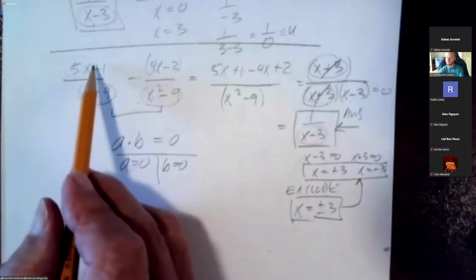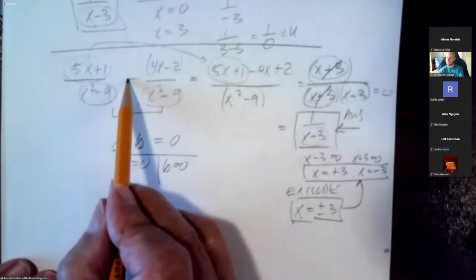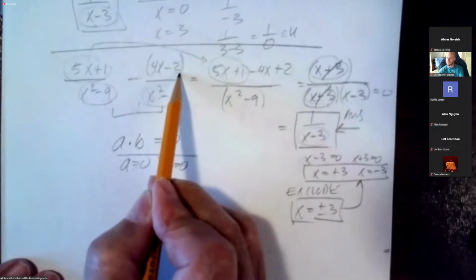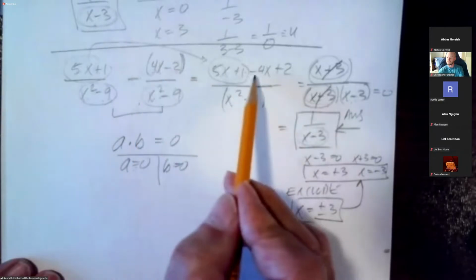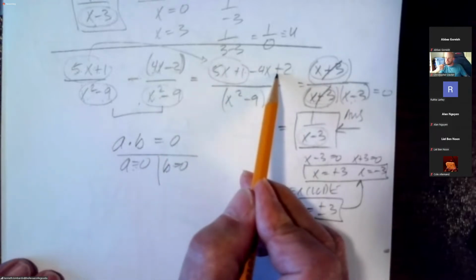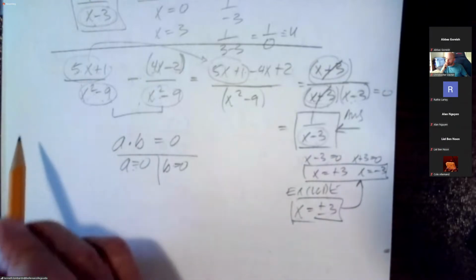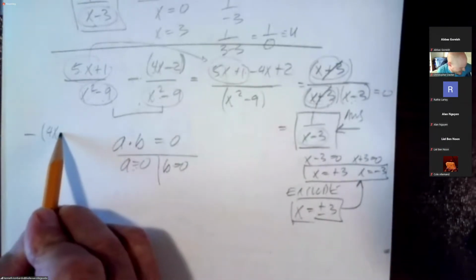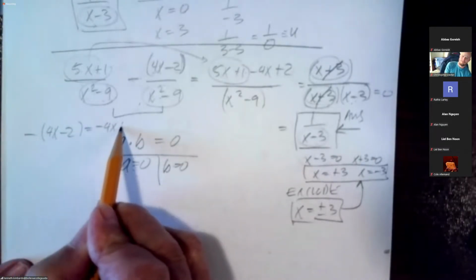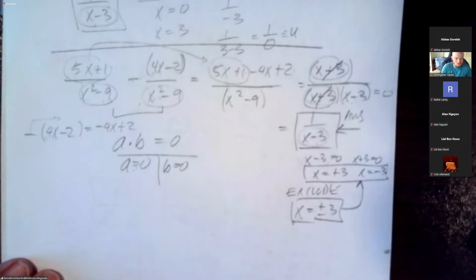Yes, we are. So here, this 5x plus 1, that's here. And then this negative is times this numerator. So negative times a 4x is a negative 4x. And a negative times a negative 2 is a positive 2. I understand now. Thank you. So negative times the quantity 4x minus 2 equals negative 4x plus 2. We distribute this negative across the parenthesis. That make sense? Questions? Yes, thank you. Okay.